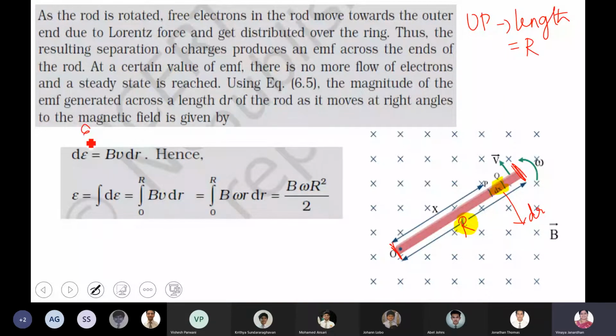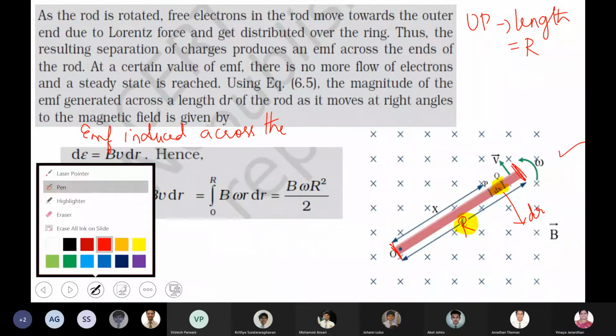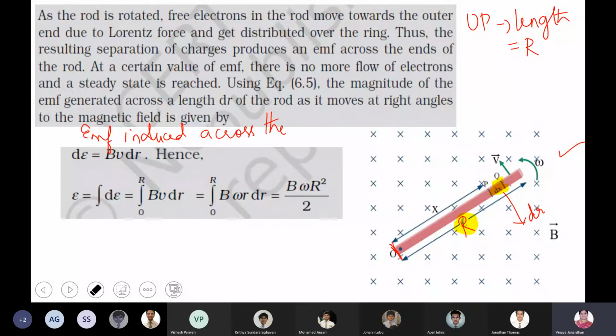EMF induced across the element. Just have a rough diagram over here. EMF induced across the metallic rod OP, across the element dr, element of length dr.